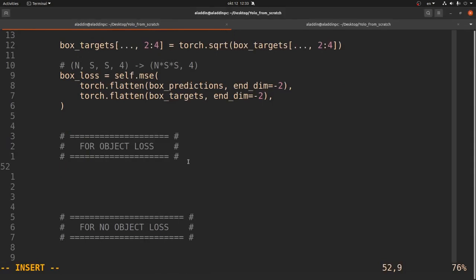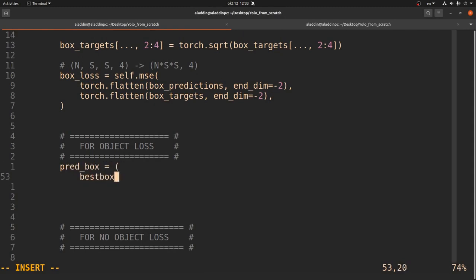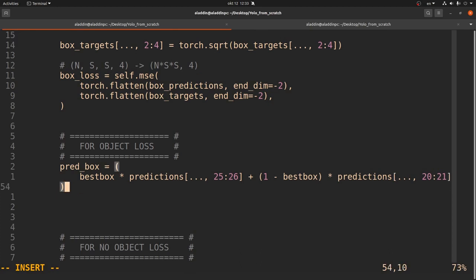So for the object loss, we're going to do, first of all, which was the prediction. And we're going to do that by taking the best box. That's the one with the highest IOU. We're going to take that times predictions of 25 to 26. And so we're taking out the probability score. And why I'm doing this slicing right here is just to make sure that we keep the number of dimensions. So yeah, that's the only reason. And then we're going to do 1 minus best box, because if the best box is 0, then this is going to be the one that sort of takes over and is responsible. So then we're going to do predictions 20 to 21. And we're going to close that.